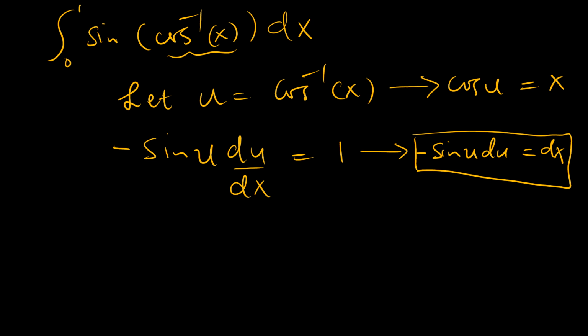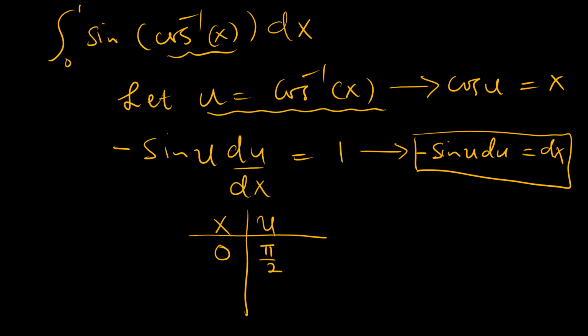One other important thing we'd like to do is look at the x domain and the u domain, the limits. When x is 0, the arccosine of 0 is, what is that? The cosine of 0, using this expression here, is pi over 2, and the arccosine of 1 is 0.